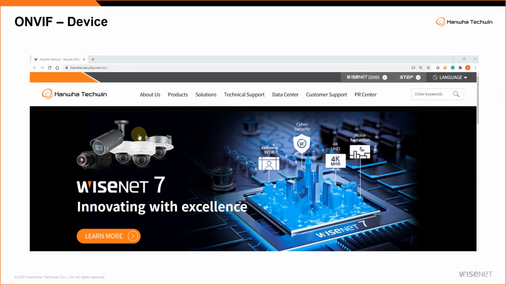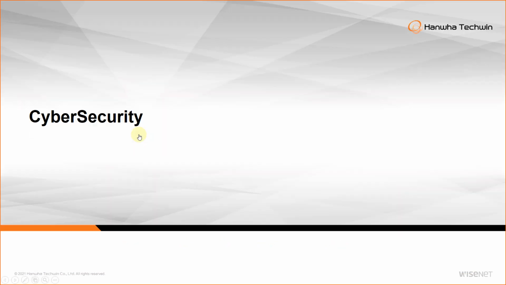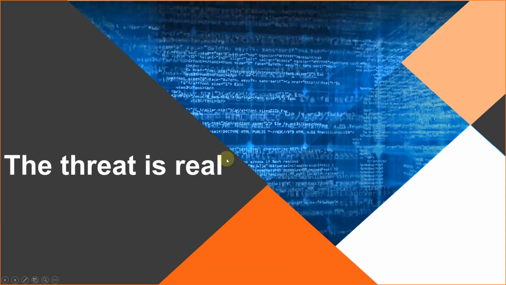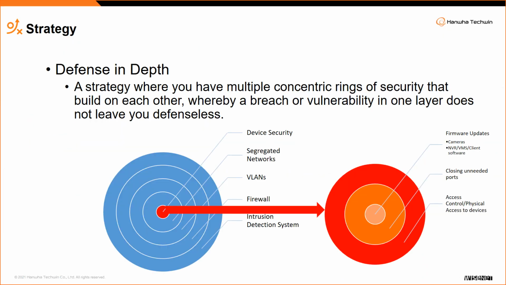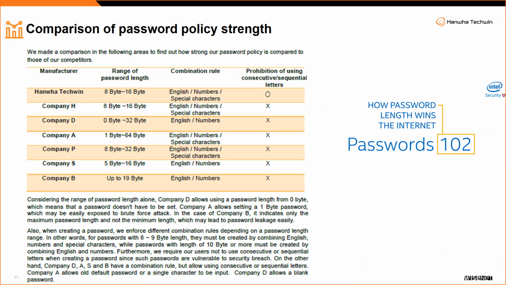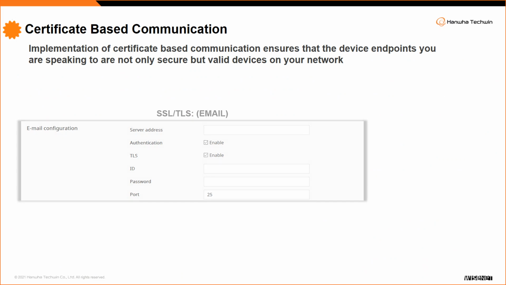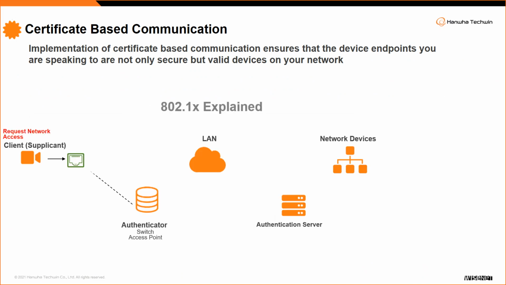All right, we saw how to check ONVIF on the website. We also talked about cyber security. When it comes to cybersecurity, you will see on the website of a vendor there is something called a hardening document, hardening guide.